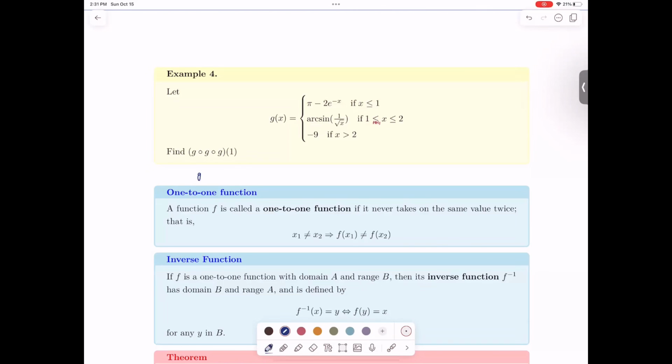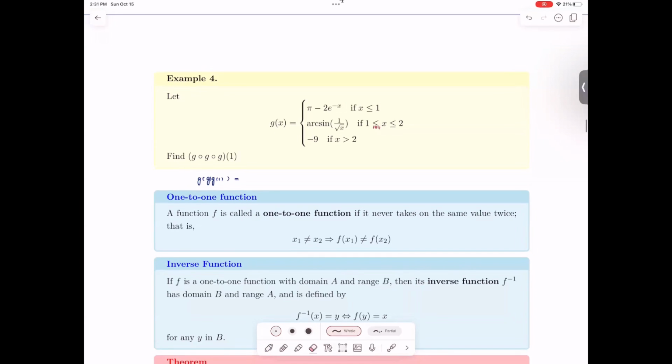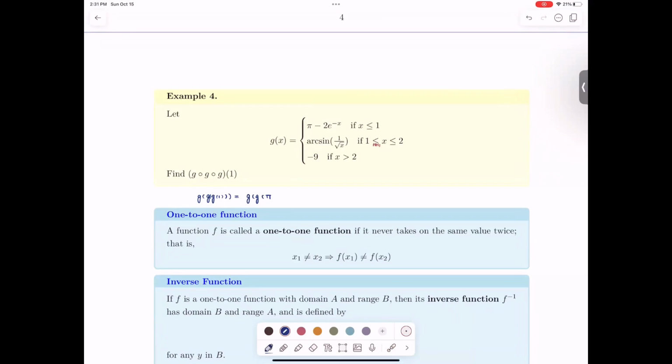g of 1. Sorry, this is not supposed to be 1. It's supposed to be a bracket. So g of, when it's 1, it's this. So it's pi minus 2e to the power of -1, bracket, bracket.